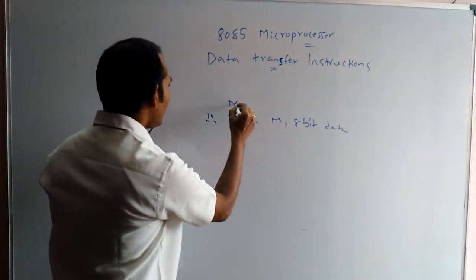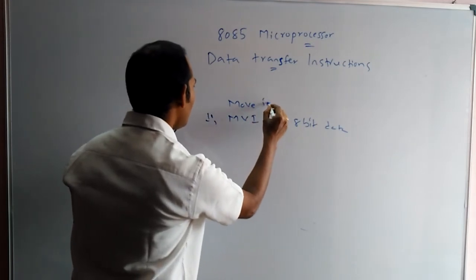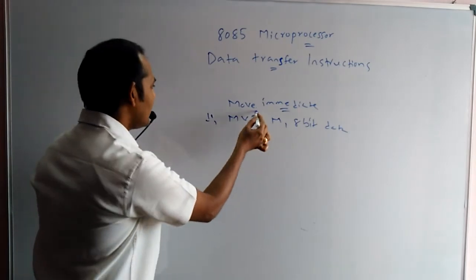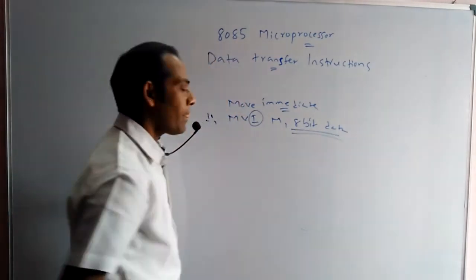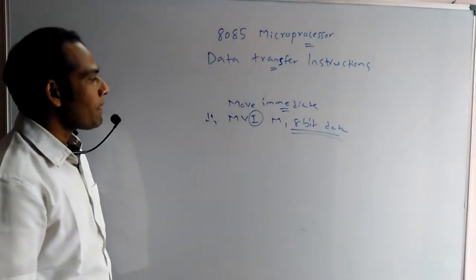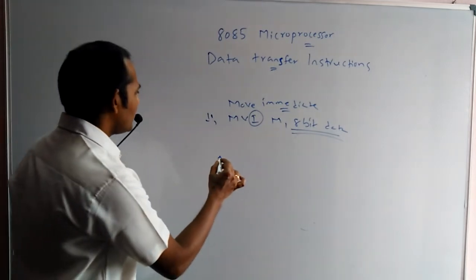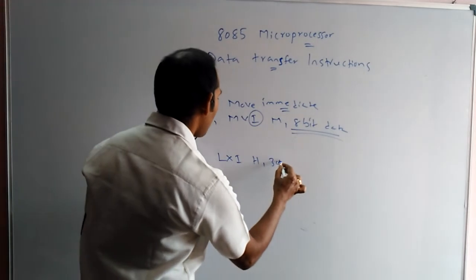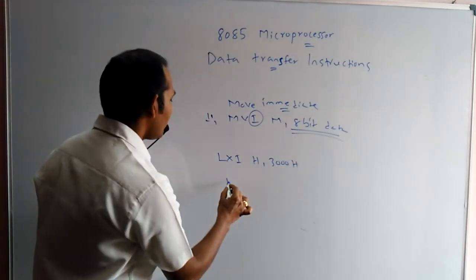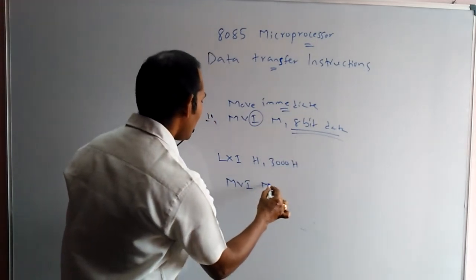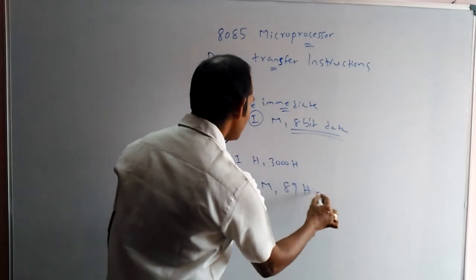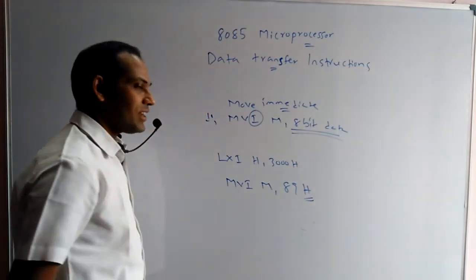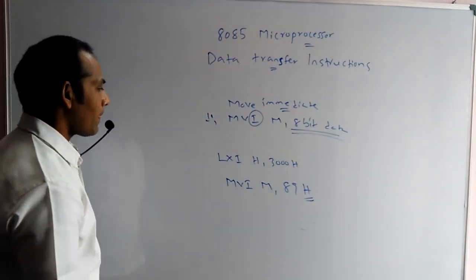MVI means move immediate. Immediate means the instruction contains data, so it is called an immediate instruction. If you write LXI H, 3000H, then MVI M, 89H, here H means the number is a hexadecimal number.